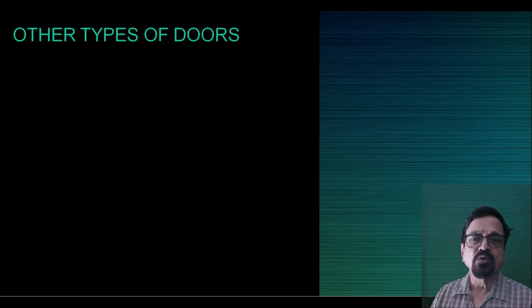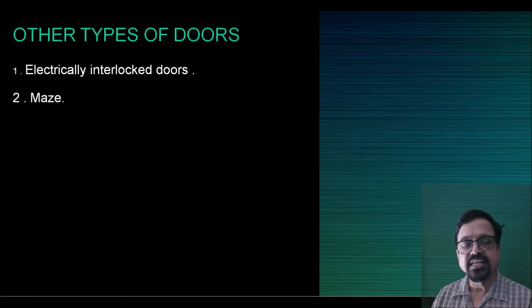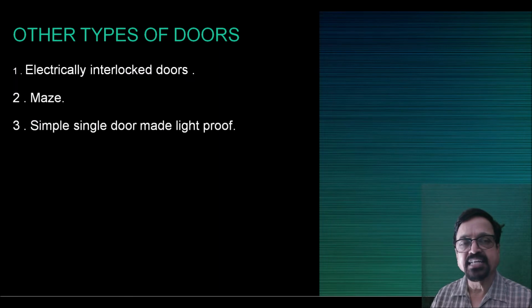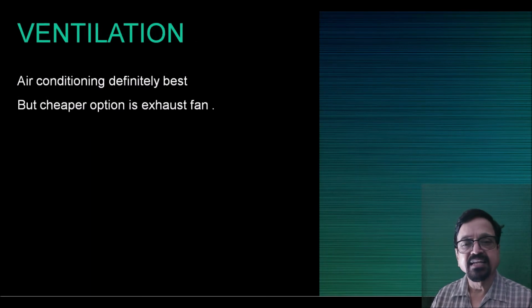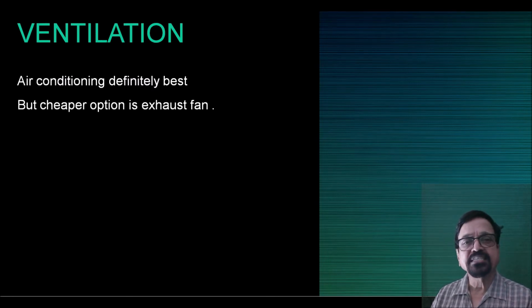Is this the only type of door? The answer is no. There are other different types of doors, which are called electrically interlocked doors. Then second are the mazes, that is, zigzag. When there are three walls, 1, 2, 3, and you have to go through them, the light gets blocked, as you can imagine. Then third is a simple single door made of light-proof material. Sometimes even curtains are used by certain people, but it's not very ideal and very safe. A pass box is one of the best techniques which can suffice for the work.